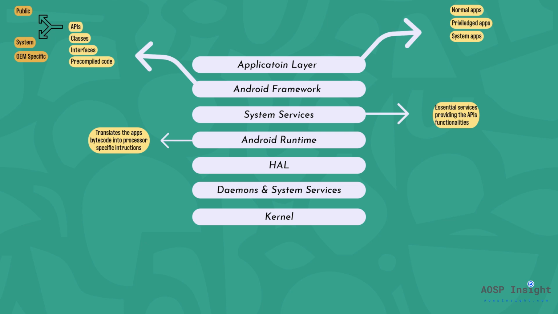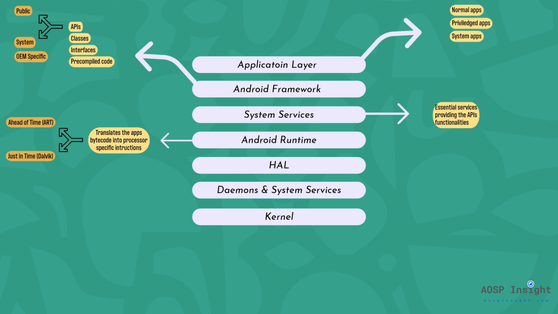which the previous version was Dalvik, and the new version for a long time is ART, which is translating our application bytecode into processor specific instructions. I've added Android runtime to show you that above the Android runtime, we have Android framework and Android environment, but the lower layers are more into the native development.